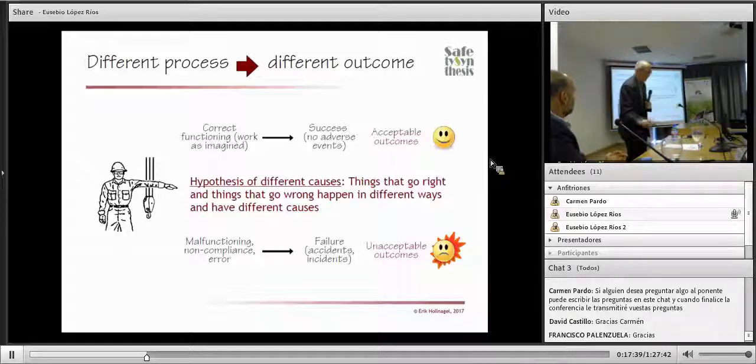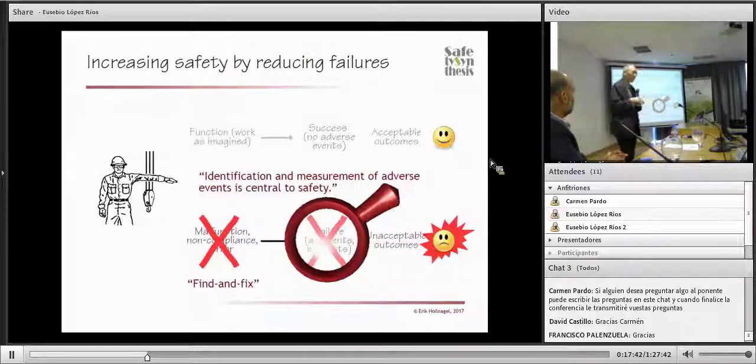And the consequence is that when we work with safety, we concentrate on accidents and incidents, and near misses, whatever. We concentrate on the unacceptable outcomes and try to study them and analyze them, and we try to learn from them, and we try to make sure they don't happen again. But nobody studies the acceptable outcomes. And nobody tries to learn from the acceptable outcomes. So we have a very one-sided view of safety.